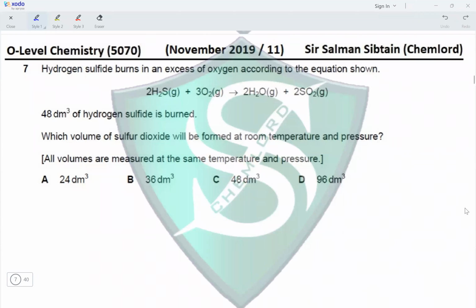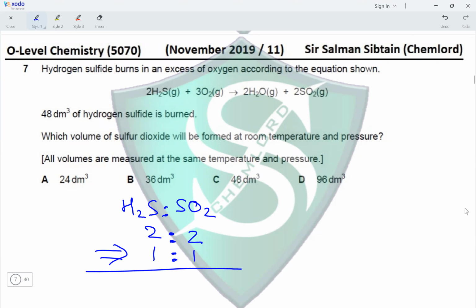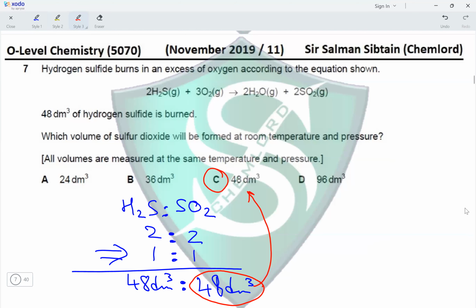Question 7. Hydrogen sulfide burns in excess oxygen according to the equation shown. 48 dm cube of hydrogen sulfide is burned. Which volume of sulfur dioxide will be formed at room temperature and pressure? Okay, so according to this equation, the molar ratio of hydrogen sulfide to sulfur dioxide is 2 to 2, which is the same as 1 to 1. So if the molar ratios are equal and we have 48 dm cube of H2S burning, this should produce 48 dm cube of sulfur dioxide. So this makes option C the correct option for this question.